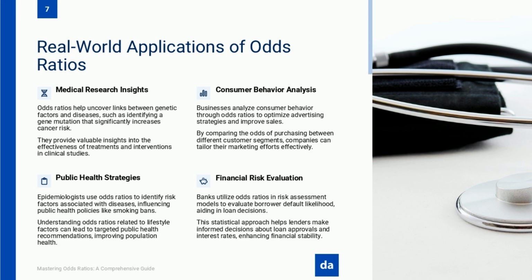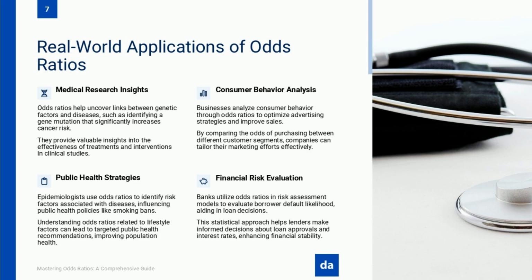The application of odds ratios has led to groundbreaking discoveries across various fields, often with far-reaching consequences. In healthcare, odds ratios have been instrumental in identifying risk factors for chronic diseases, influencing treatment protocols and preventive measures. For example, understanding the odds ratios associated with lifestyle factors has led to more targeted and effective public health recommendations. These insights have the potential to improve health outcomes on a population level, reducing the burden of chronic diseases and enhancing quality of life for millions.